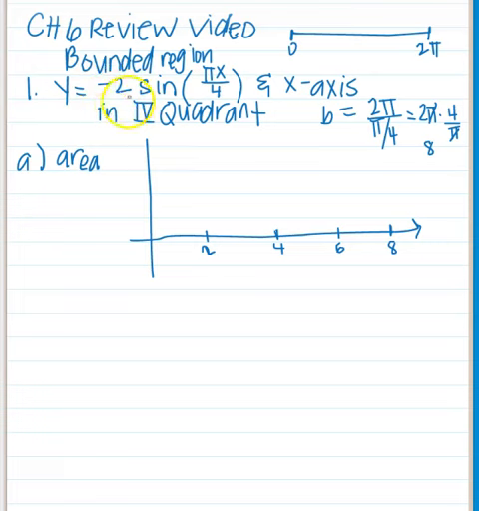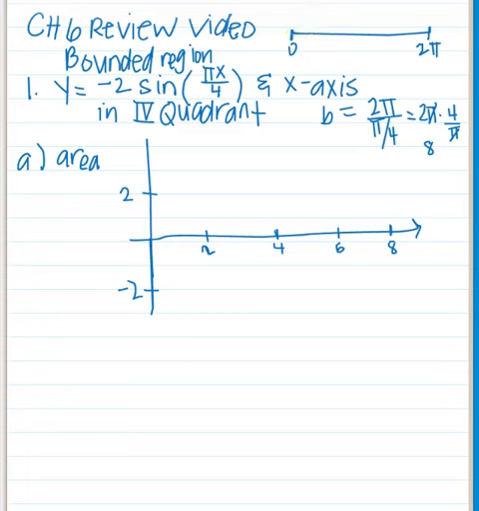The negative 2 in front, well, the negative is called the reflector, right? It switches over the x-axis. So instead of starting at 0 going up, down, down, up, we're going to start at 0 and go down, up, up, down. And then the 2 is the amplitude. The amplitude just stretches out the graph, so it'll go up 2 and down 2.